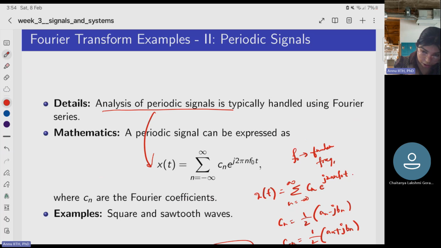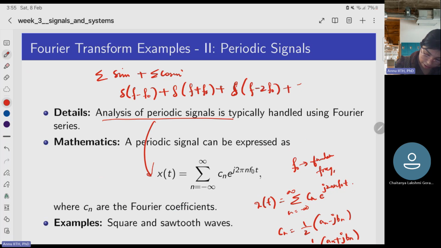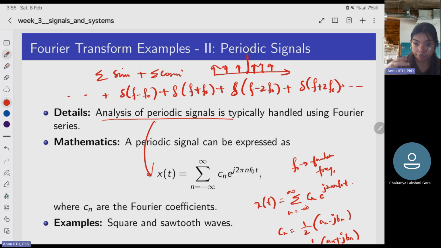So if it is a periodic signal and it is represented as a sum of sines plus a sum of cosines, then its transform is just delta(f) plus delta(f minus f0) plus delta(f plus f0) plus delta(f minus 2f0) plus delta(f plus 2f0), and so on. Because it is just an integer multiple of the fundamental frequency, it's very easy to handle these types of signals.